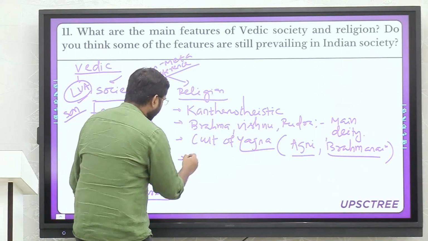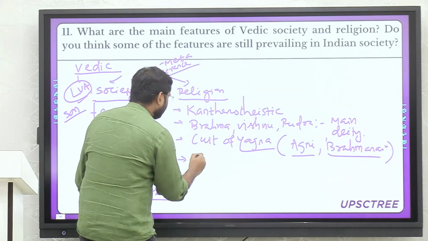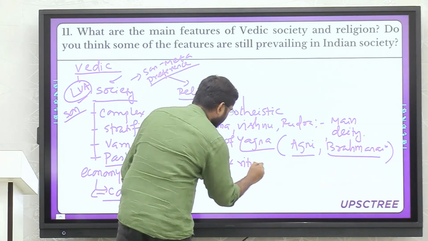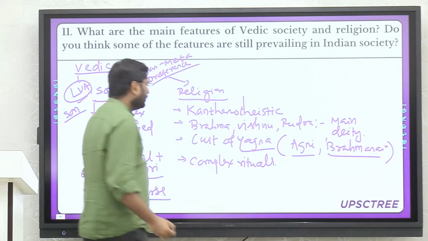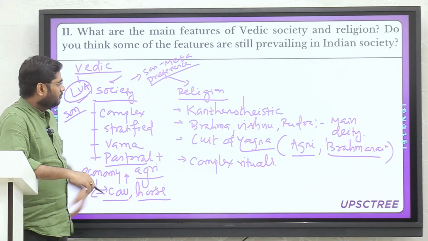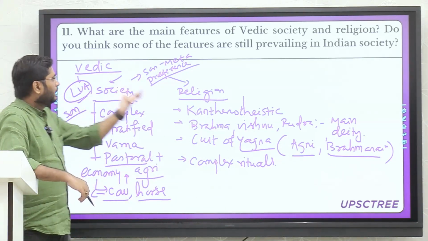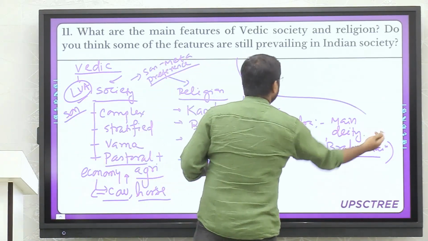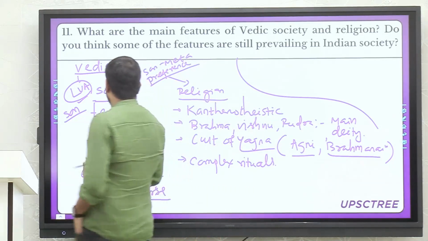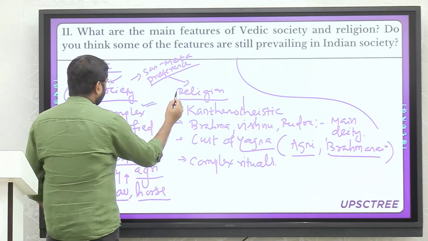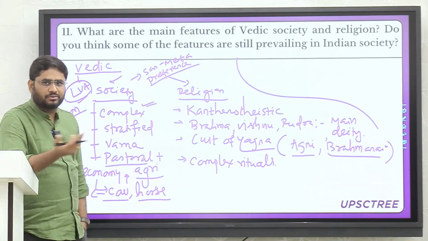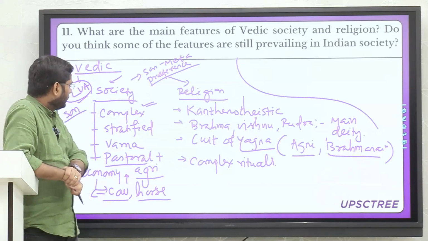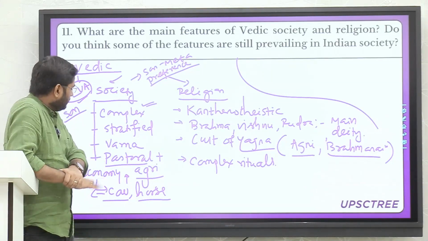What was in religion? Complex rituals were there. So briefly I talked about it. Now if you look at the contemporary, these are the society and religion. And if you see contemporary India, are we a complex society? Yes, no doubt about it. Are we a stratified society? Yes, we are stratified. Caste is one major factor. Okay, the Varna system is there from then till now.